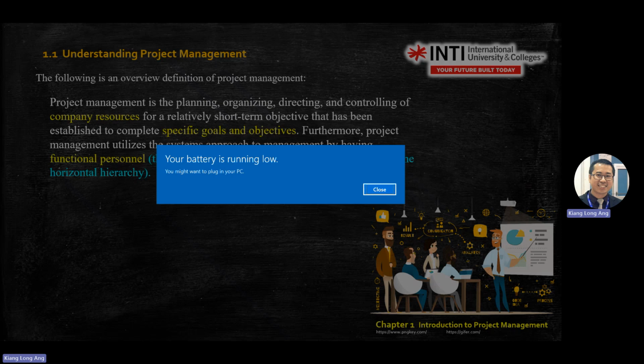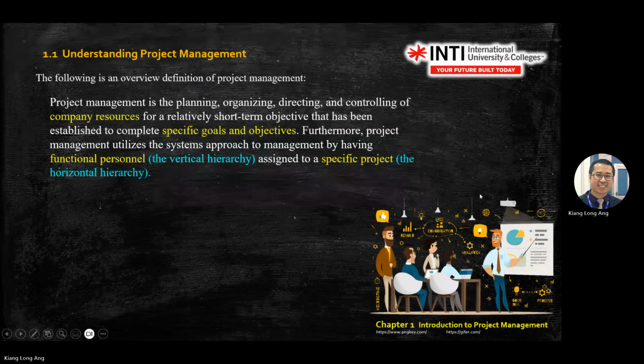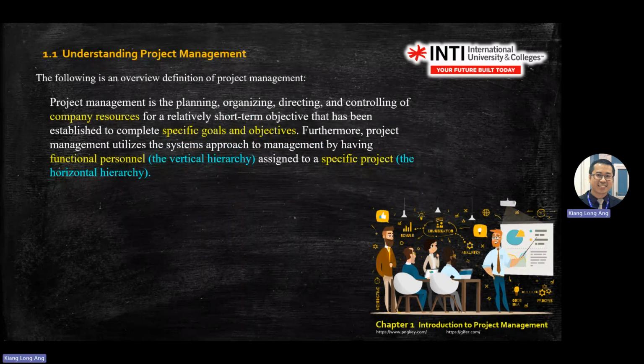I think this is the last slide I will be sharing. So this one, vertical hierarchy. Vertical hierarchy is this one. This is vertical, and this is functional, or you can say a department. Functional hierarchy assigned to a specific project is a horizontal hierarchy. Horizontal is this one, this way. This is horizontal communication.